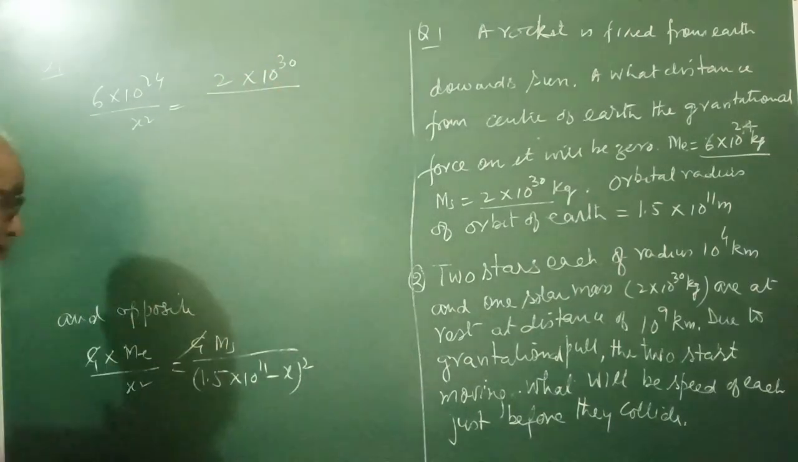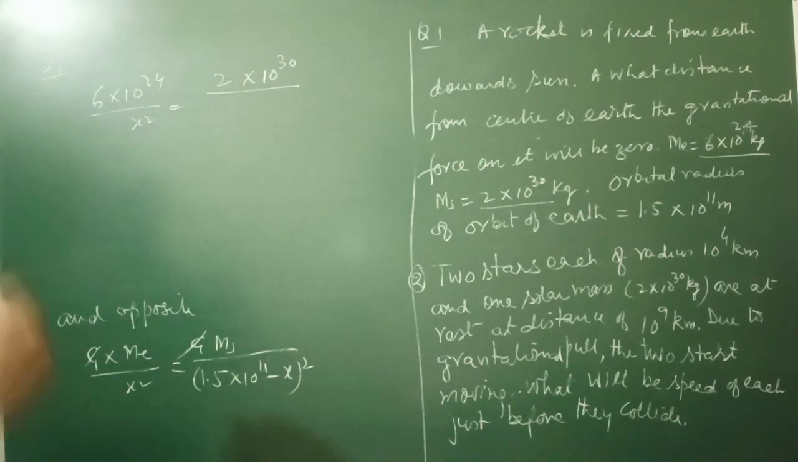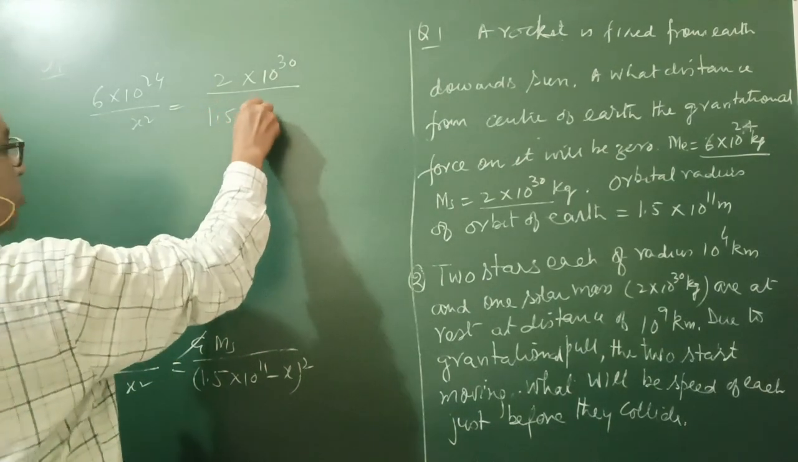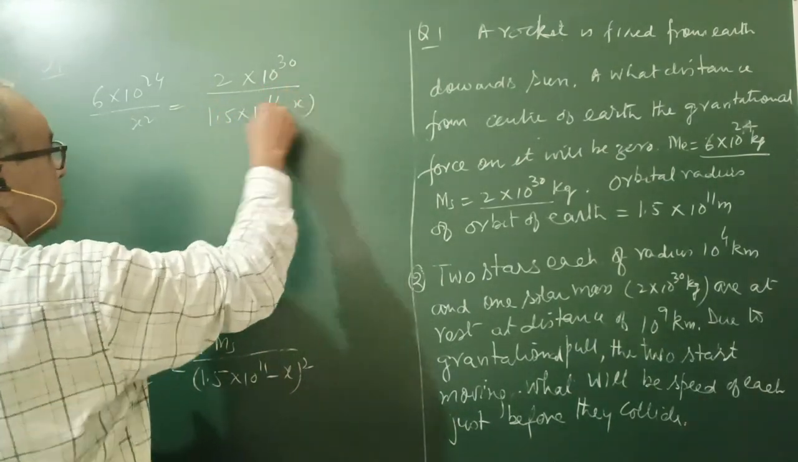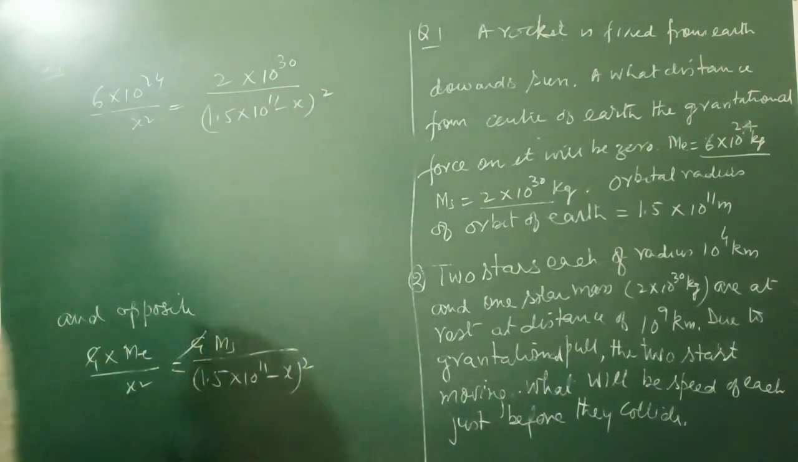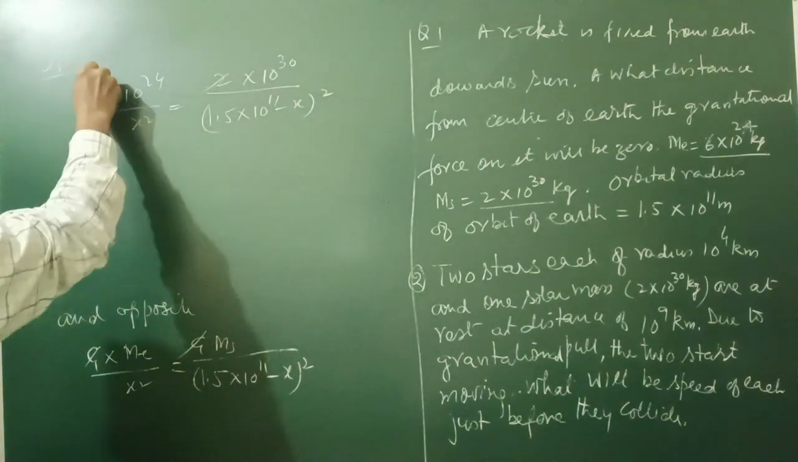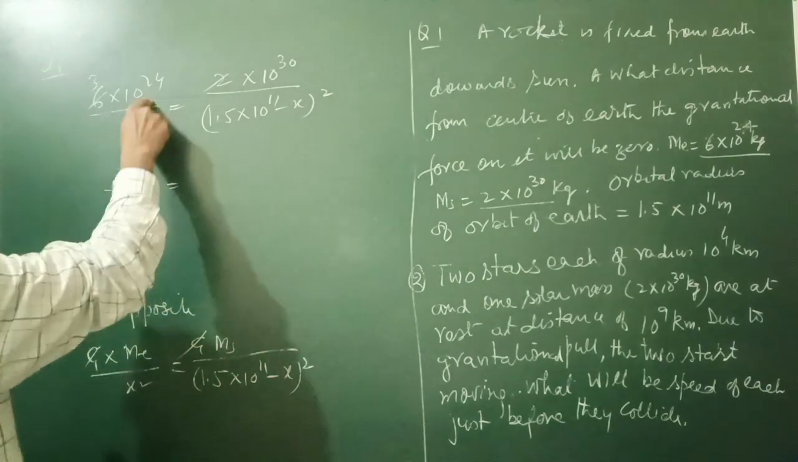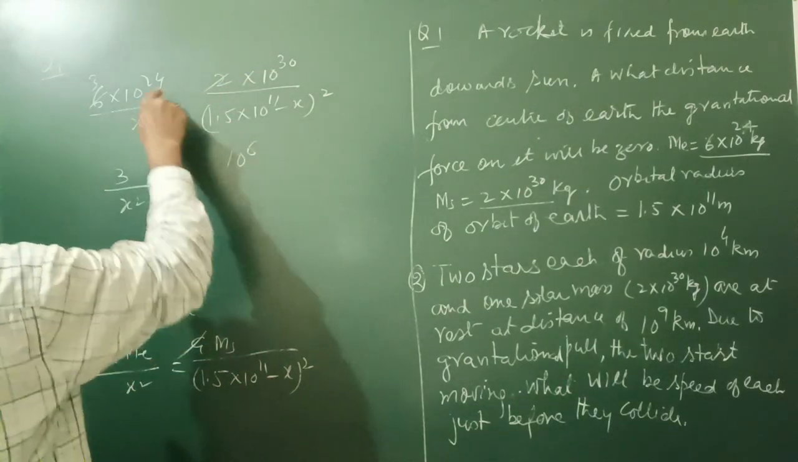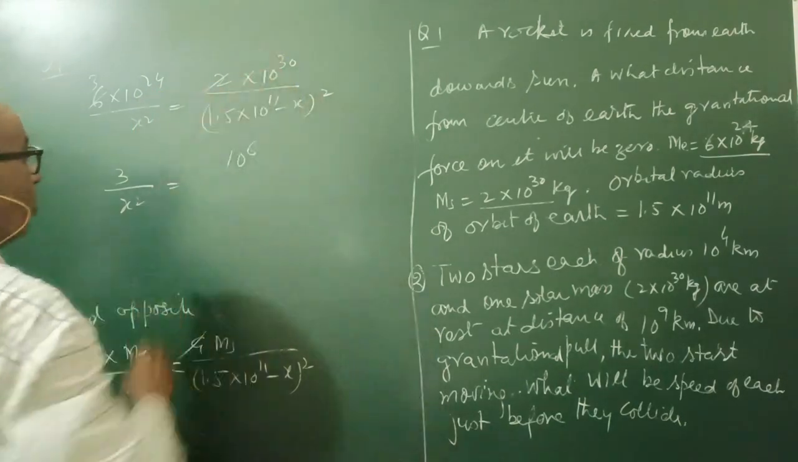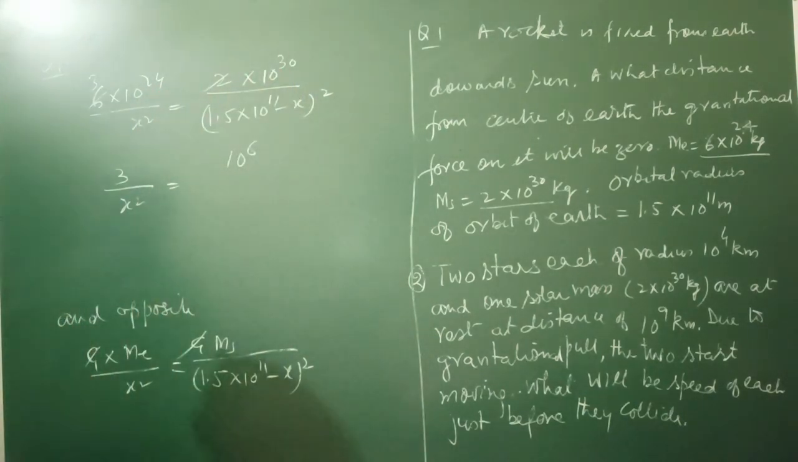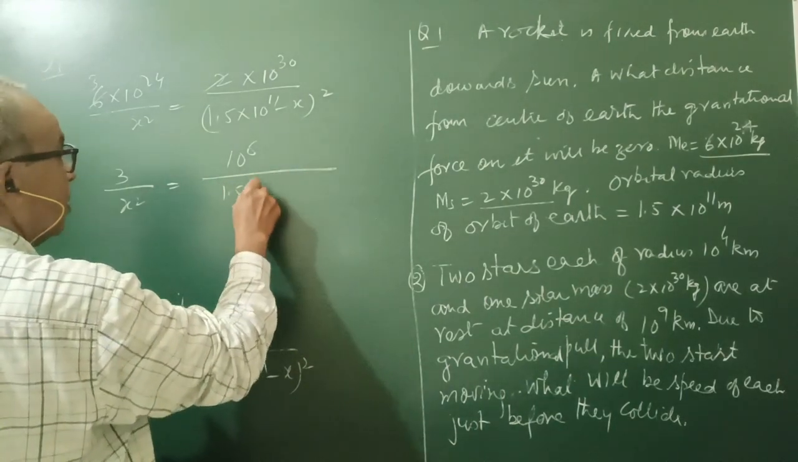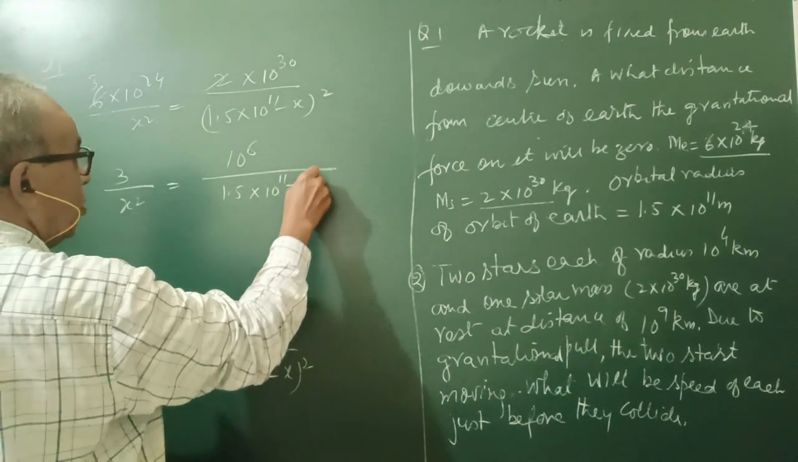Actually, this question is simple. I am solving it here so that you get the technique of solving such problems easily. Otherwise, students take it 2, 3, 6. So 3 upon x square equals 10 to the power 6 upon (1.5 into 10 to the power 11 minus x) whole square. The powers are subtracted when we divide.